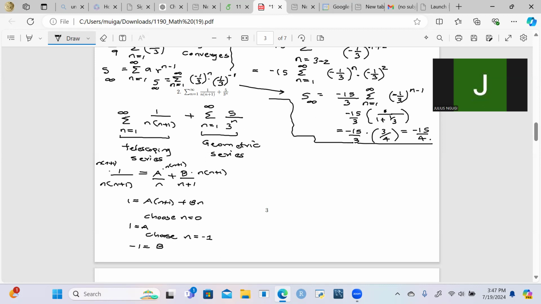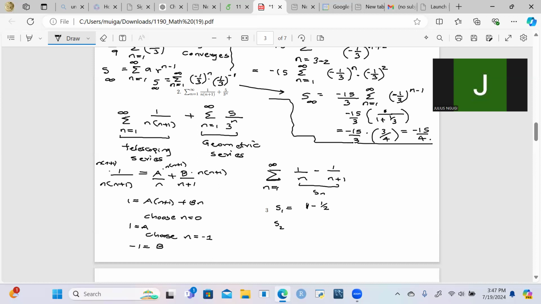That means that the first part of this series, n equals 1 to infinity, can be written as: a is 1 over n, and b now is minus, so we'll be having minus 1 over n plus 1. Let me call this one s of n and find the limit, because that will be the sum. So if you find s of 1, you get 1 over 1, that's 1 minus a half.